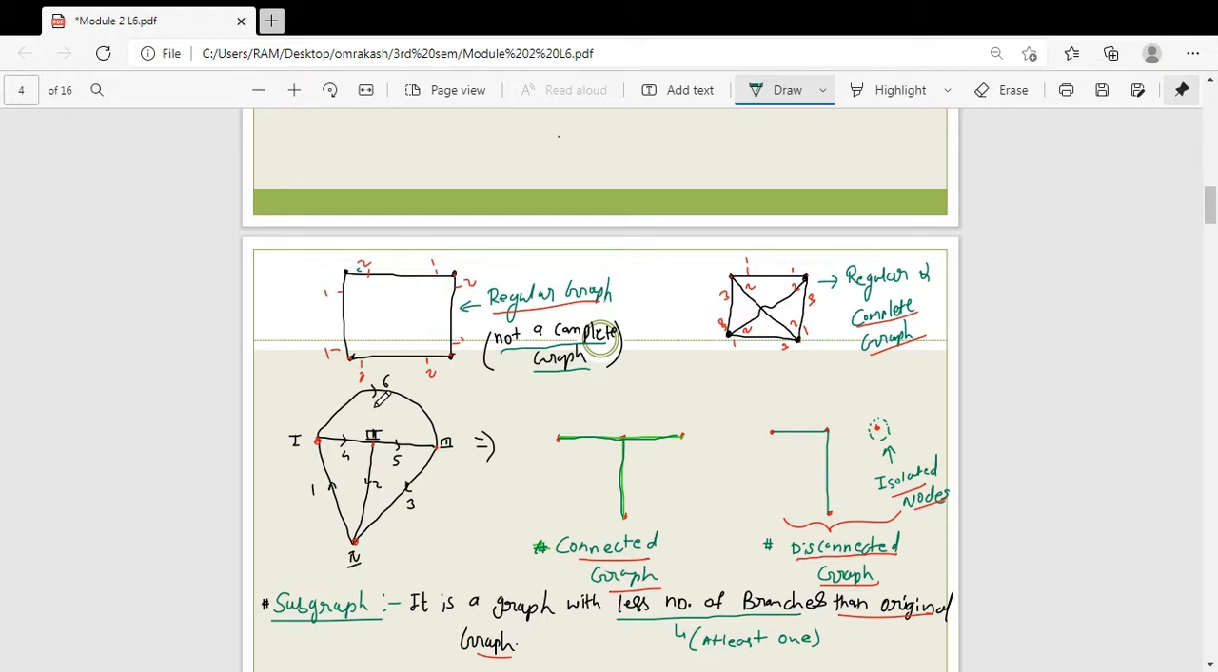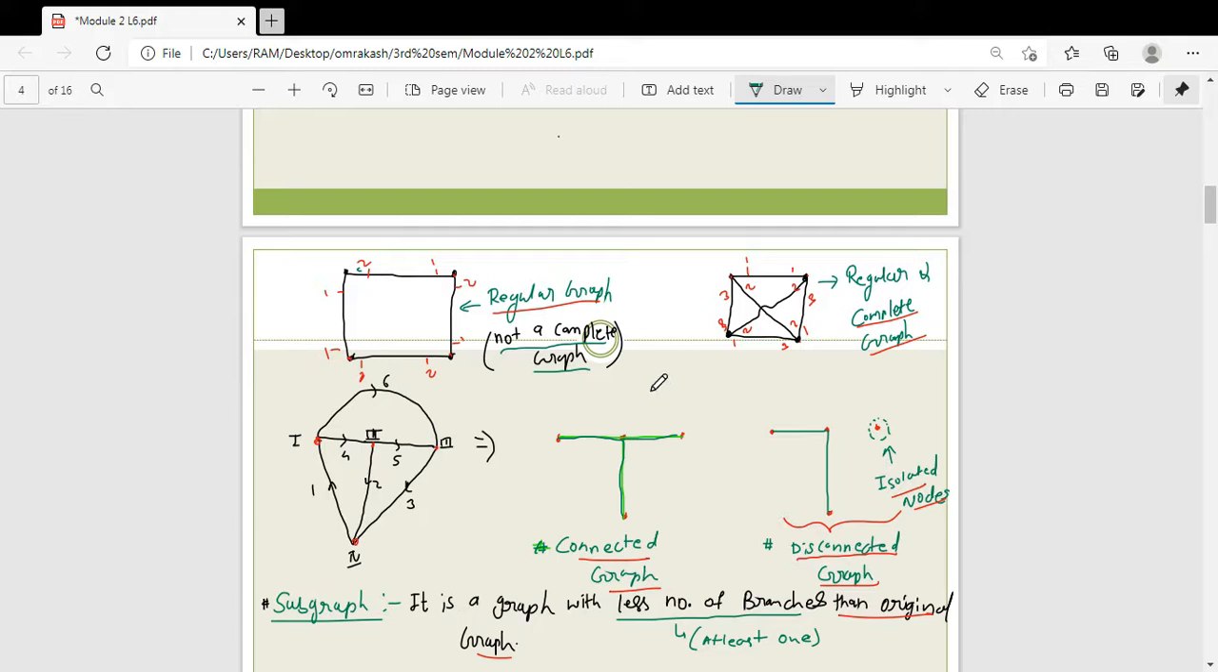Now see, these two nodes are connected with this one branch. These two nodes are connected with this one branch. Now these two nodes are not connected with a branch, but they are a part of the graph. So that's why it is not a complete graph. For making a complete graph, these both nodes must also be connected with a branch. Then only we can say that this is a complete graph.